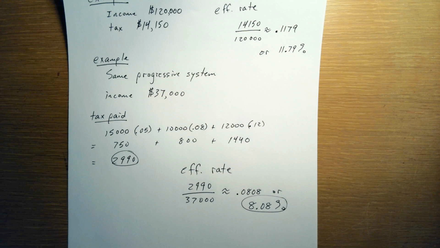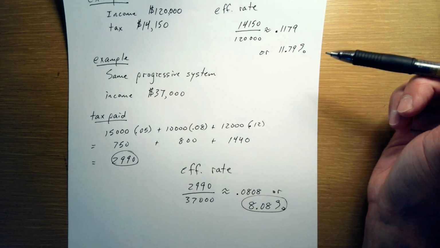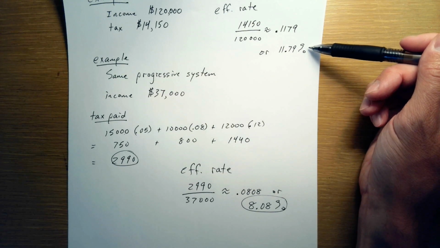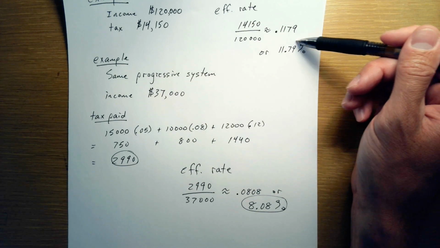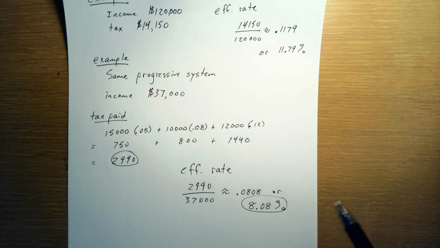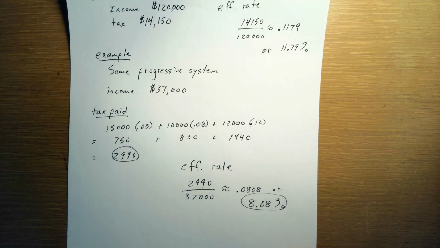So even within the same tax system, different incomes have different effective rates. Like our $120,000 had an effective rate of 11.79%, whereas our $37,000 had an effective rate of 8.08%. And that's because of the nature of the progressive system. So all of this work that we did can be applied in a similar way to a regressive system and a flat system. So we're not going to go through those examples. And that's it.